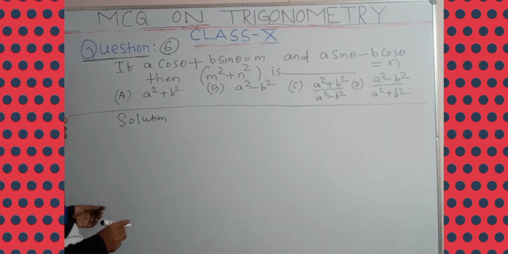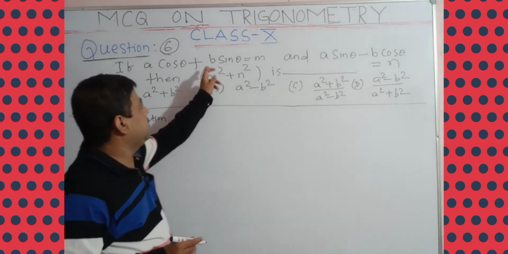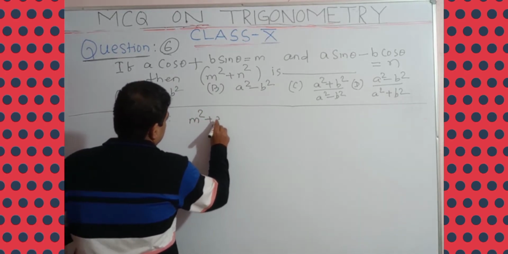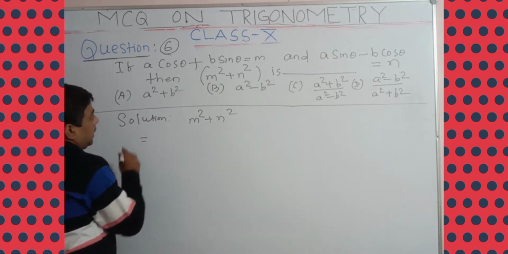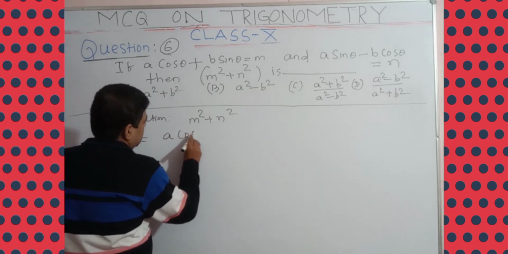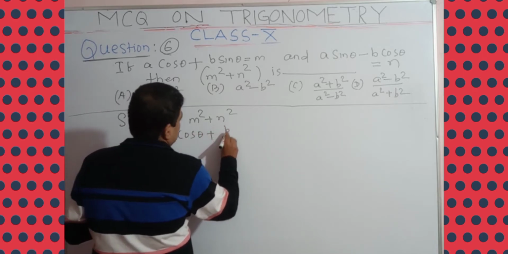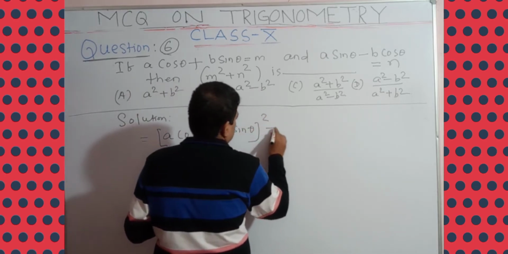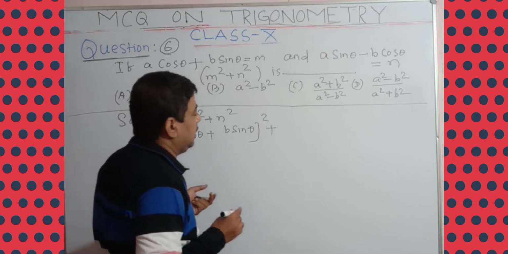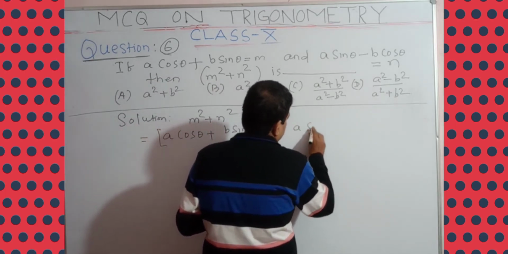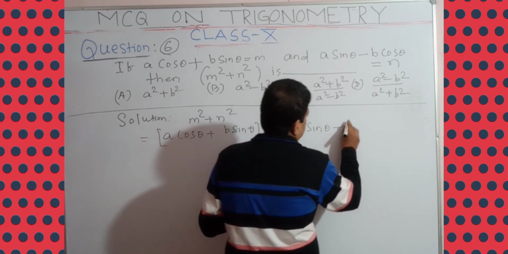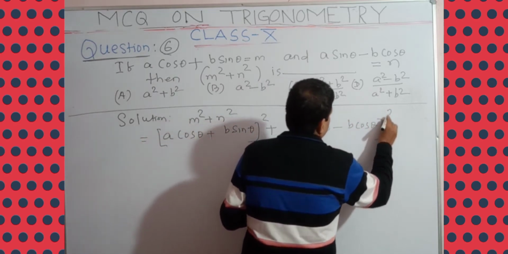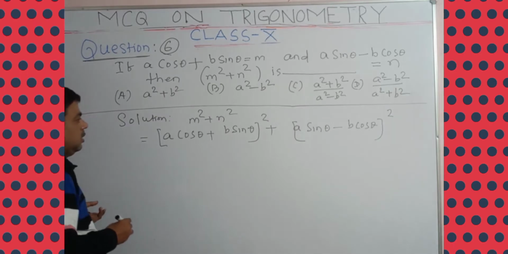So now you have to find out m square plus n square. Here the value of m is given and the value of n is given, so directly we can substitute the values. So m square plus n square is equal to, in place of m I can write a cos theta plus b sin theta whole square, and in place of n we can write a sin theta minus b cos theta whole square. Understand? Is it clear?